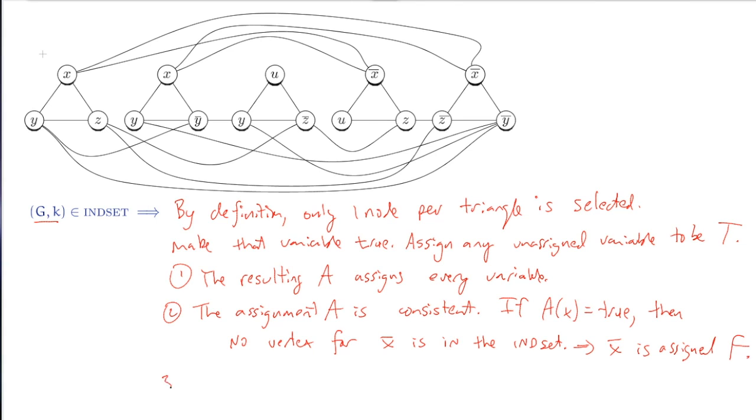And the final property I want to make is phi is satisfied by A. Why is phi satisfied by A? Why am I doing this right here? Because an assignment, by definition, needs to have a true or false for every variable. Yeah, so I meant set the positive version of any unassigned variable to true.